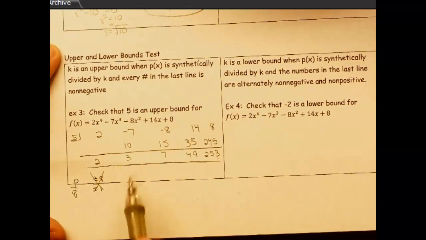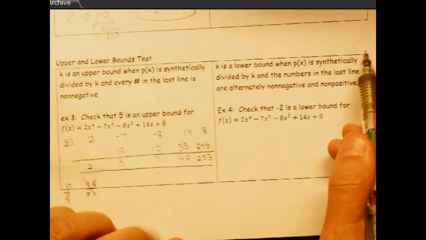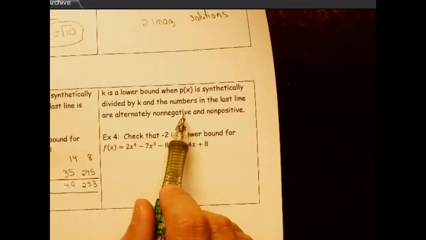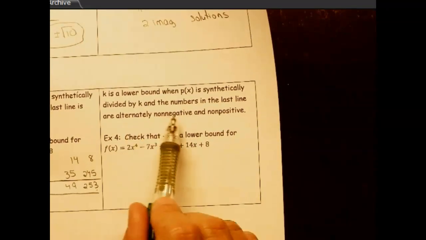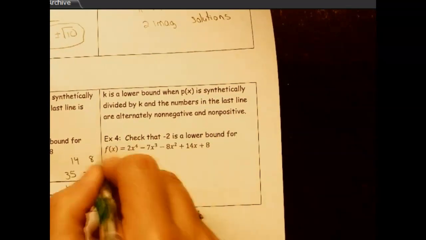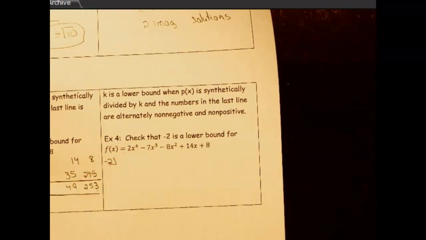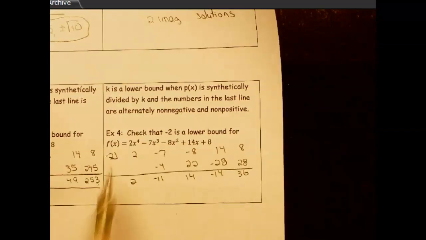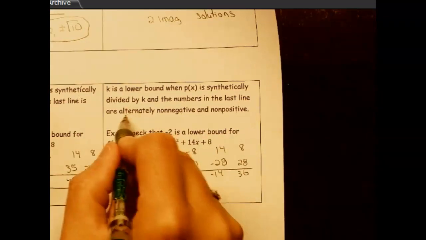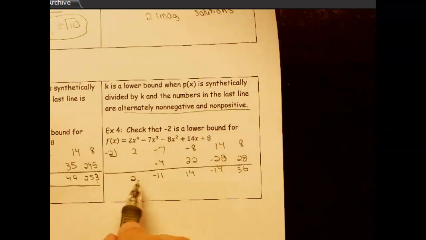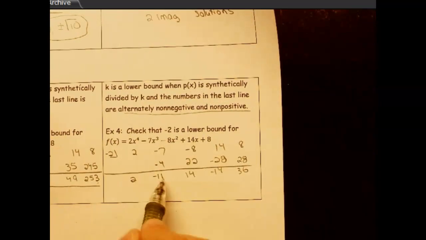Now on the flip side, it says we can use a lower bound. And let's read through this. This says the numbers in the last line have to alternate non-negative and non-positive. Again, let's go ahead and do it. I'm going to pause. We'll use synthetic division. Okay, so again, I synthetically divided. Take a look. When it is a lower bound, it's alternating between non-negative, which this is non-negative, and then non-positive.